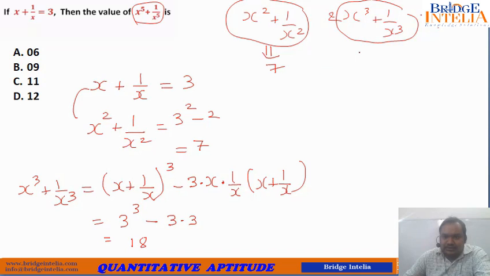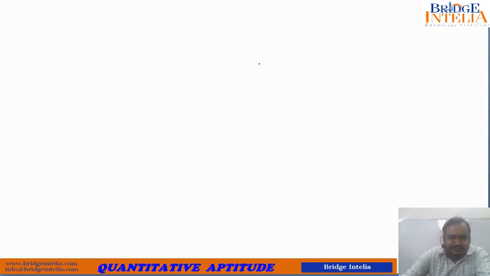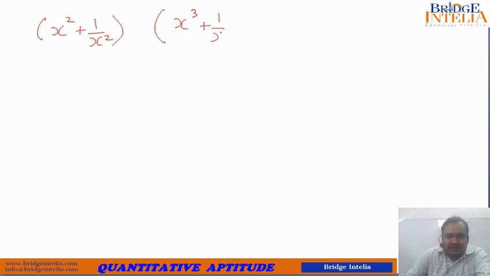So this is actually equal to 18. Now what to do? Now it's time to multiply these two up. So let's do that on next page. So x square plus 1 by x square and x cube plus 1 by x cube. So it's time to multiply these two up. So let's see.